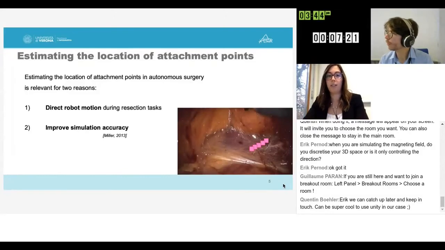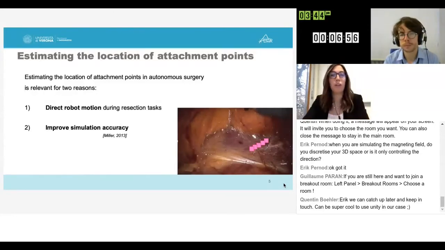Indeed, attachment points act as boundary conditions in biomechanical simulations. And in the context of autonomous surgery, it's very important to have an accurate and up-to-date biomechanical model of the current surgical environment, since all the actions are tested in simulation before being executed on the real system.